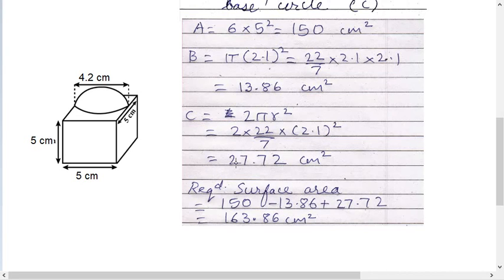Also, 27.72. So what is the required surface area? 150 minus 13.86 plus 27.72. So it is 163.86 cm square. That's the required answer.